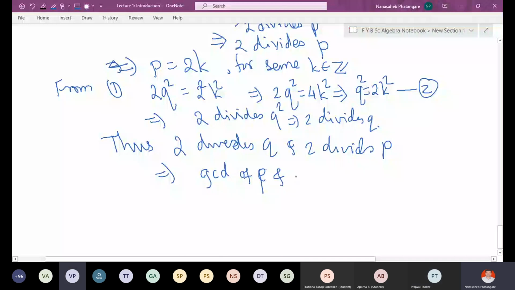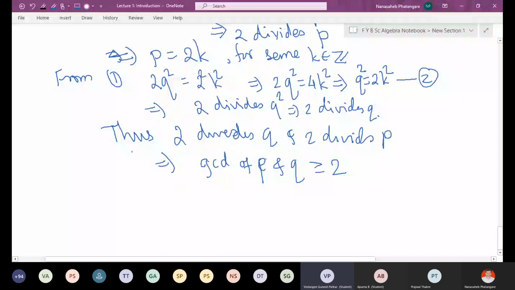Is it clear? There might be many more common factors, we don't know, but from this we are sure that 2 is a common factor, and therefore the GCD must be greater than or equal to 2. So what is the contradiction? This is a contradiction to the assumption. So what was our assumption?